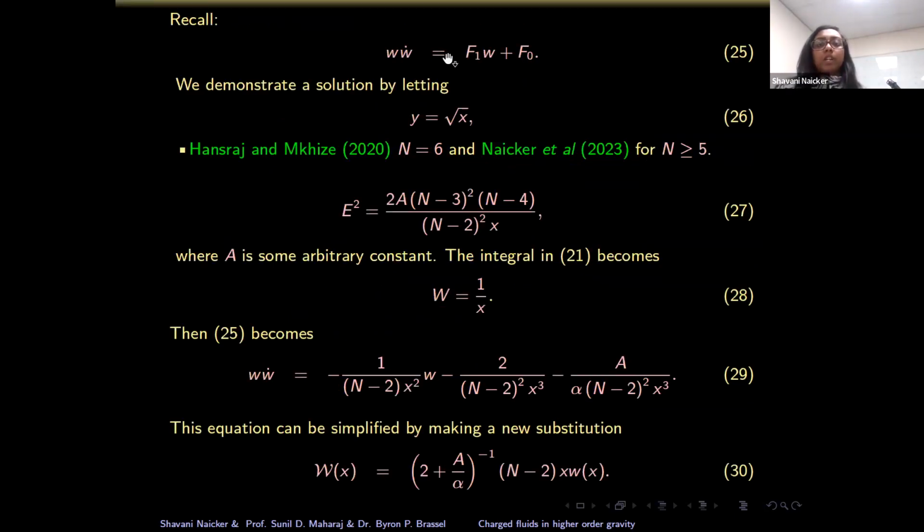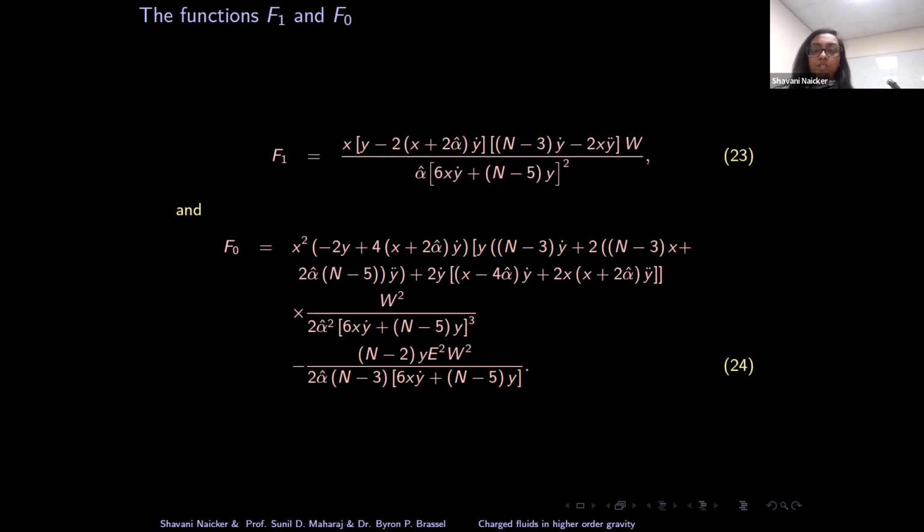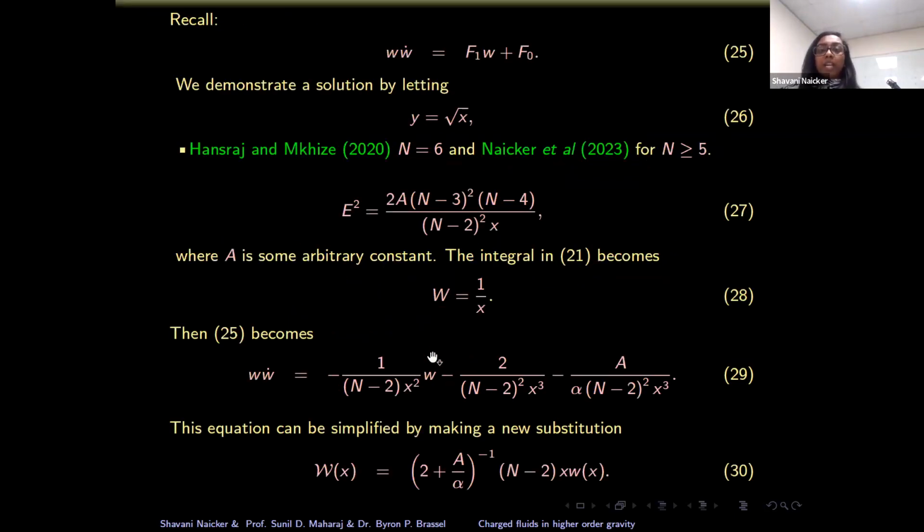So if we remember the canonical differential equation, in general, this is difficult to solve. It's a non-trivial task to solve. As we can see, the functions f1 and f0 depend on the potential y and its derivatives in a complex manner, as well as on the electric field intensity. So a way to solve this equation is to choose a form for the gravitational potential y.